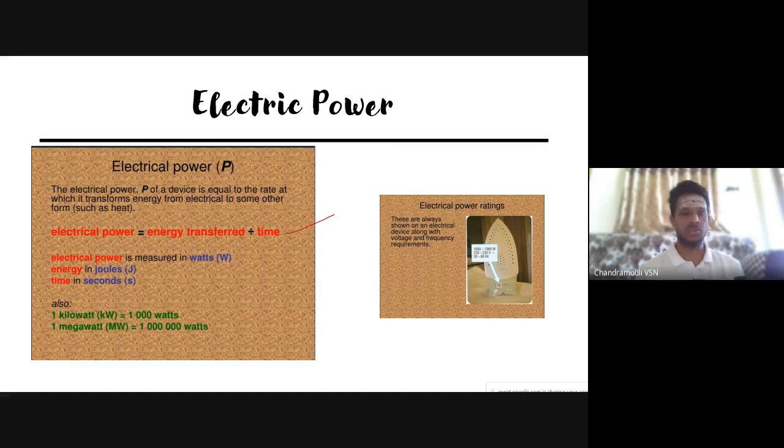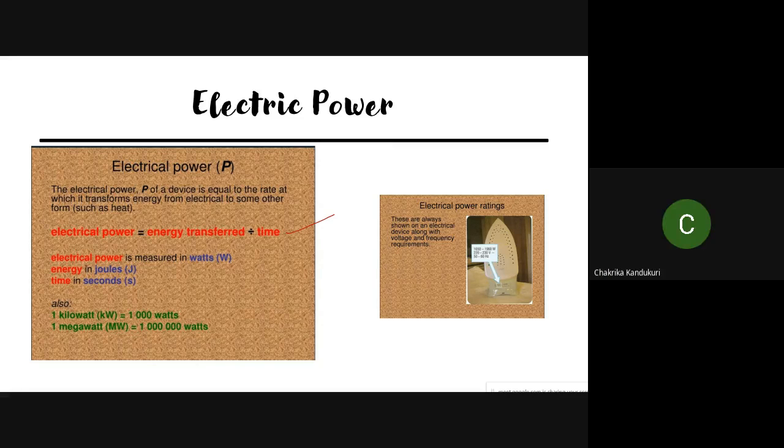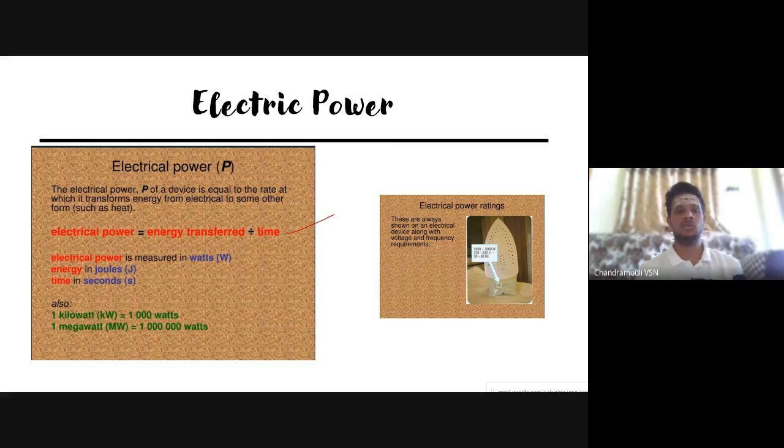1000 watts. 1 megawatt, how many watts? 10 power 6 watts. 1 megawatt is nothing but 10 power 6 watts. Observe right side, beta. What did you observe?